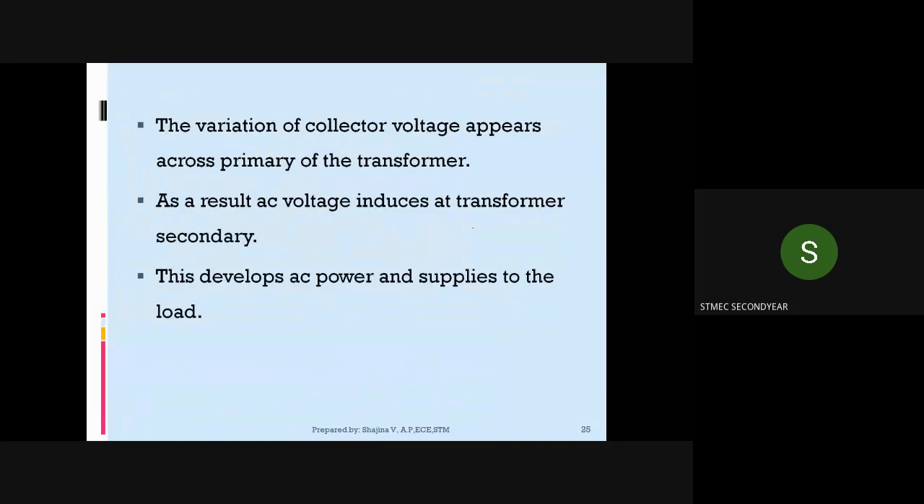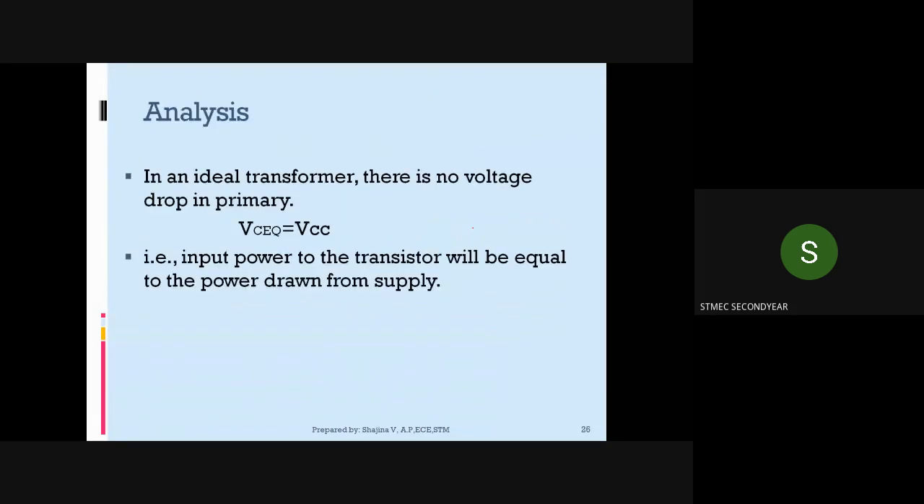Okay. Now we can see the efficiency of this class A amplifier. Theoretically, we can say it is 50%. So how will you obtain that 50%? In an ideal transformer, there is no voltage drop in the primary.